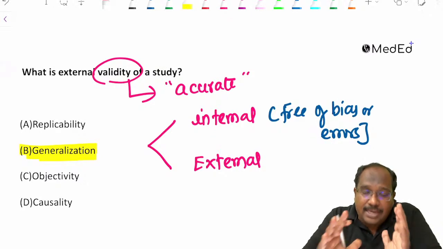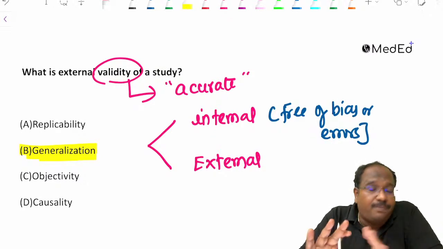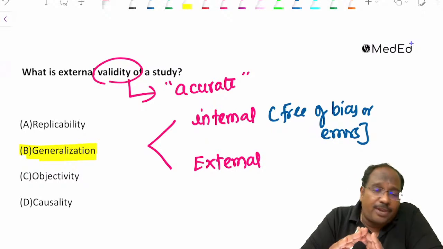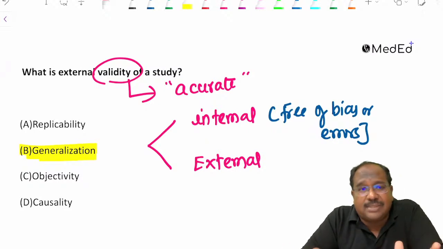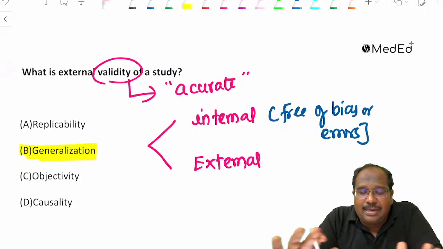Internal validity is whether the study is done properly or not. Is it free of mistakes? Is it free of errors? Is it free of bias? Is it free of confounding factors? That is called internal validity.